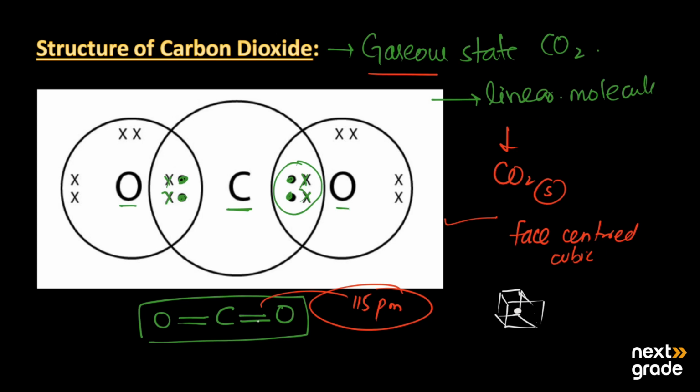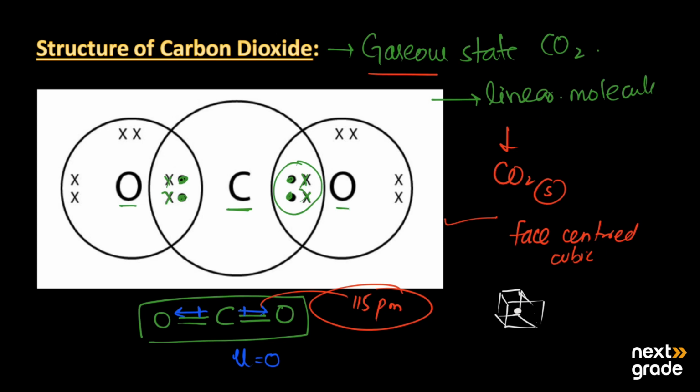As it is linear, when we have a look at its dipole moment, it is almost zero because it is linear and the effects cancel on both sides. So that's why we can call its dipole moment zero.